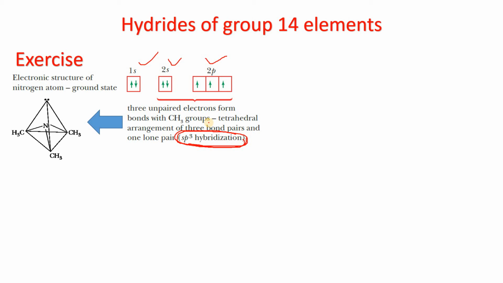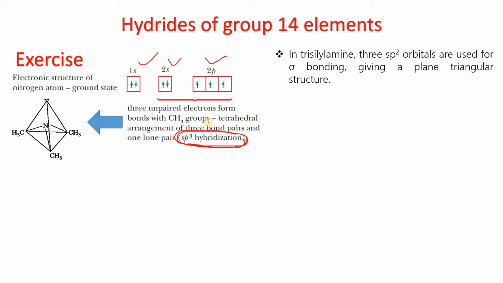Let us consider the case of trisilylamine. In trisilylamine, 3 sp2 orbitals are used for sigma bonding. So the hybridization changes from sp3 to sp2. Why? We will discuss it in a little time. It is sp3 in trimethylamine, but it is sp2 in trisilylamine. These are used for sigma bonding, giving a planar triangular structure. As we know, sp2 hybridization is planar. The angle is 120 degrees.